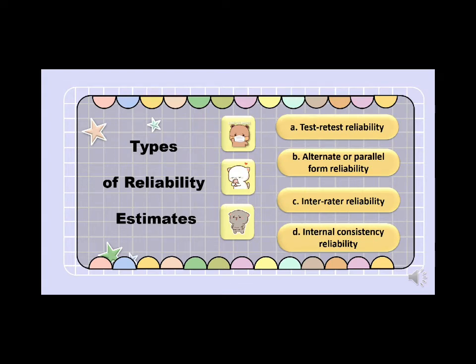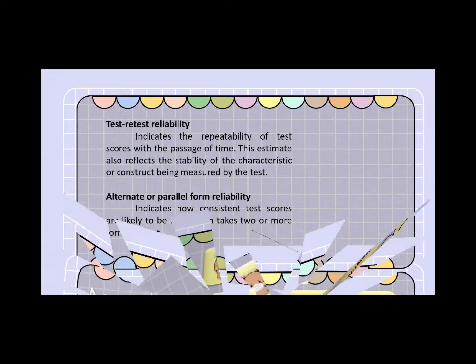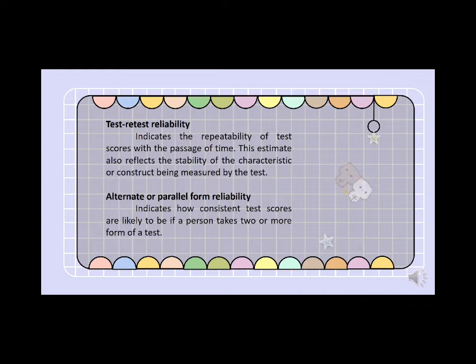Types of reliability estimates. First is test-retest reliability. It indicates the repeatability of test scores with the passage of time. This estimate also reflects the stability of the characteristic or construct being measured by the test. Some constructs are more stable than others.